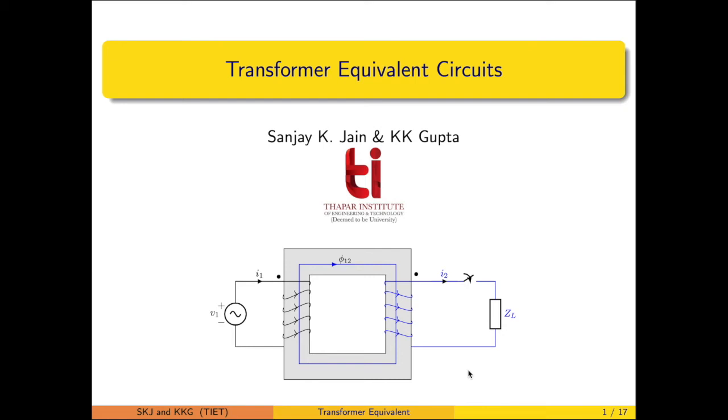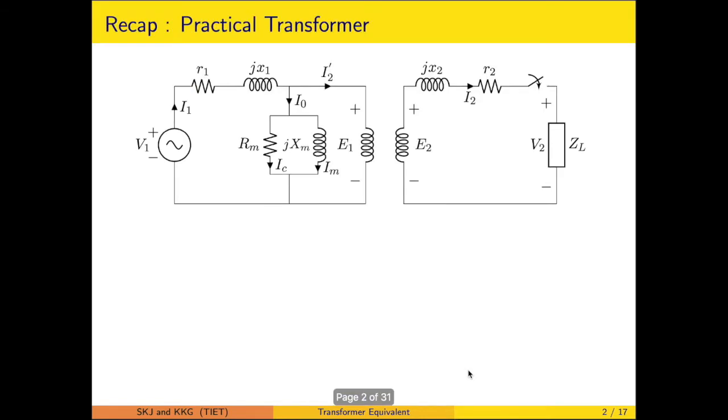We are going to discuss the transformer equivalent circuits. These particular equivalent circuits are derived with the help of practical transformer equivalents. So the practical transformer equivalent has been obtained after considering the winding resistances R1 and R2, leakage reactances X1 and X2, core loss as a shunt resistance Rc, and the magnetizing reactance as a shunt element Xm.